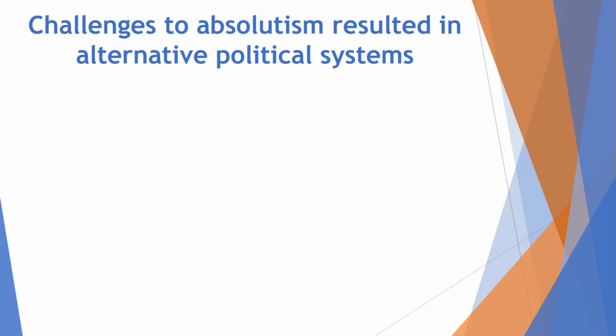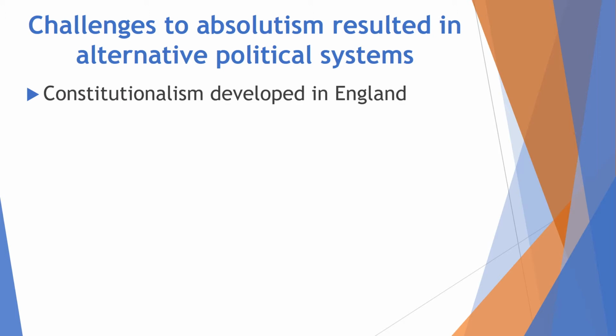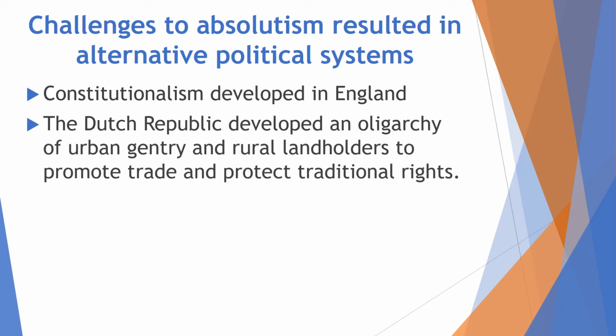However, there are also some views that are going to contradict Hobbes's, and the example in England and the development of constitutionalism will be a perfect example of that. Constitutionalism is going to develop in England and the Dutch Republic, and whereas the Dutch Republic developed an oligarchy of urban gentry and rural landowners to promote trade and protect traditional rights, the constitutionalism of England is really going to ultimately lead to the movement known as liberalism, which will develop during the French Revolutionary period and thereafter.